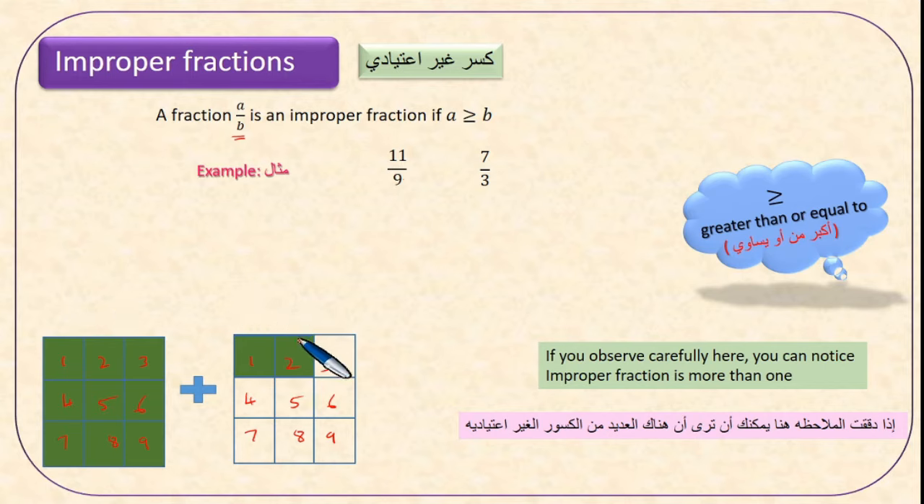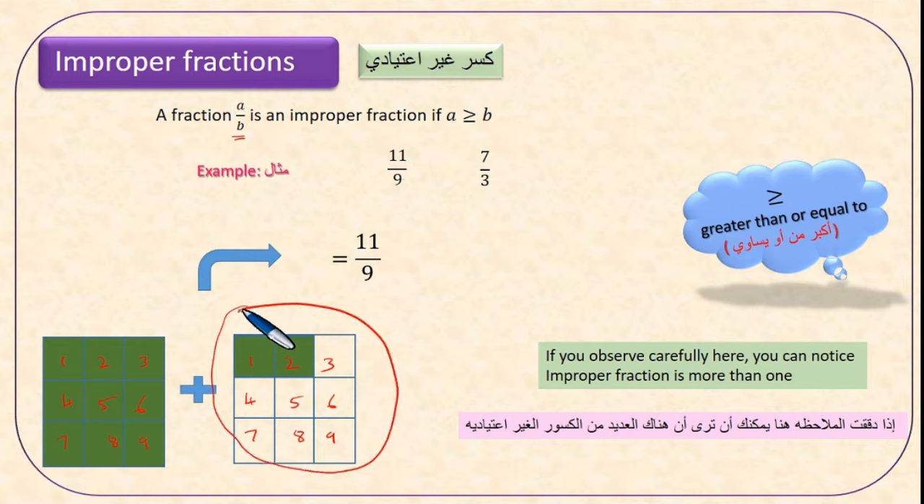So the included part is 11. One chocolate is divided into 9 pieces. So this is nothing but 11 over 9. Here it is 9 and from here it is 2. The total is 11 pieces. One chocolate is cut into 9 pieces, so this is called 11 out of 9. Right? Are you understanding here?